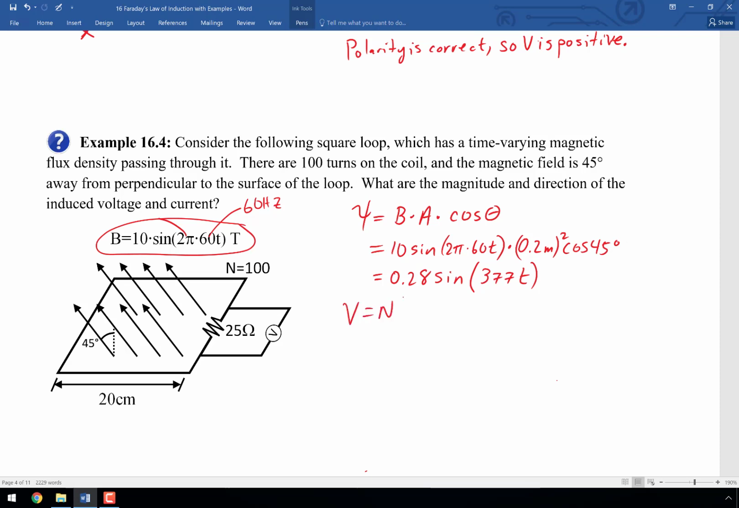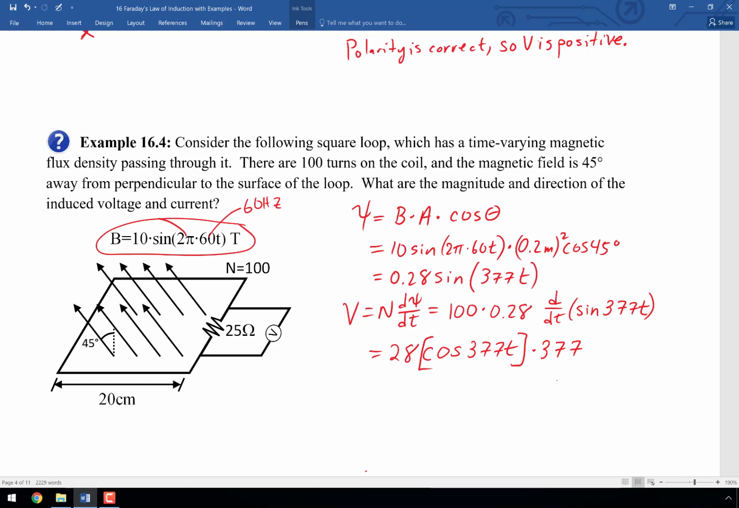So V is equal to N dψ/dt, and that is equal to 100 times, and the 0.28 is a constant, so I can bring that out in front, d/dt of sine 377t. Well, 100 times 0.28 is going to be 28, and the derivative of the sine is the cosine, so cosine of 377t, but then the chain rule says that I then have to differentiate the thing that's inside the cosine, so that gives me an additional 377, and this is going to give me 10,556 cosine of 377t.